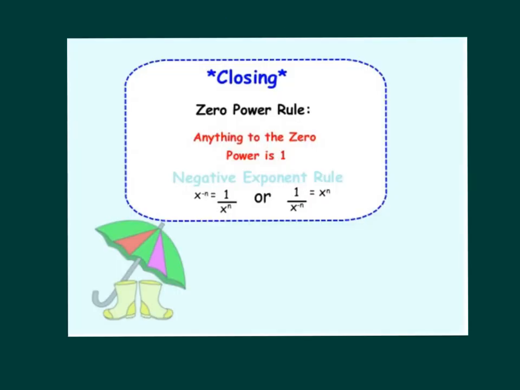All right, and the last slide is just to remember the 0 power rule. Anything to the 0 power is 1. And the negative exponent rule: if it's a negative exponent, you move it. If it's in the numerator, it goes to the denominator and becomes positive. Or like in this one, if it's in the denominator, it goes up into the numerator and becomes a positive exponent. And that's it.